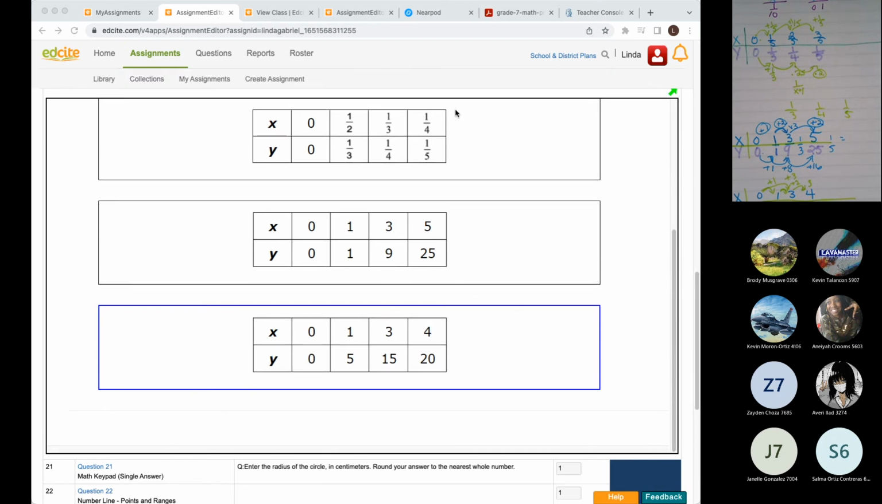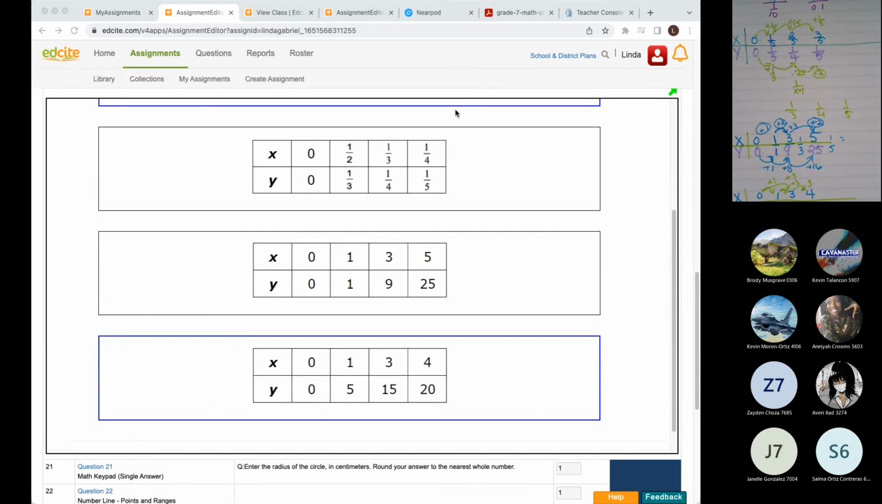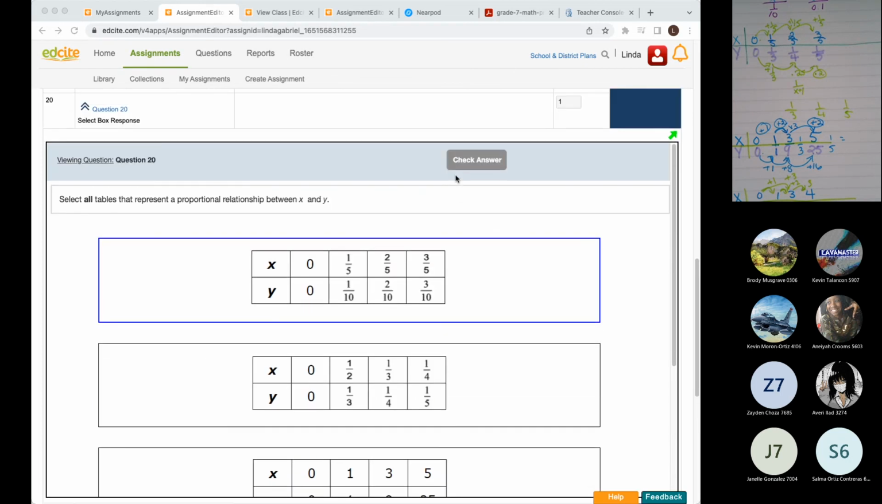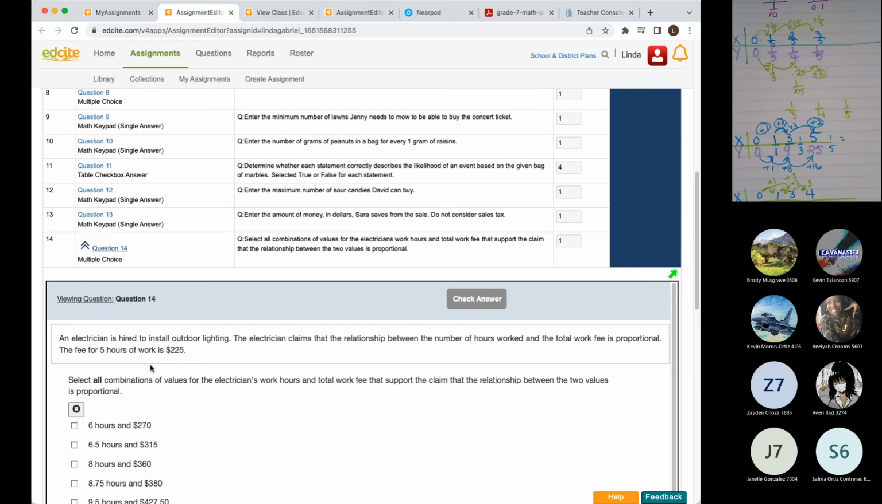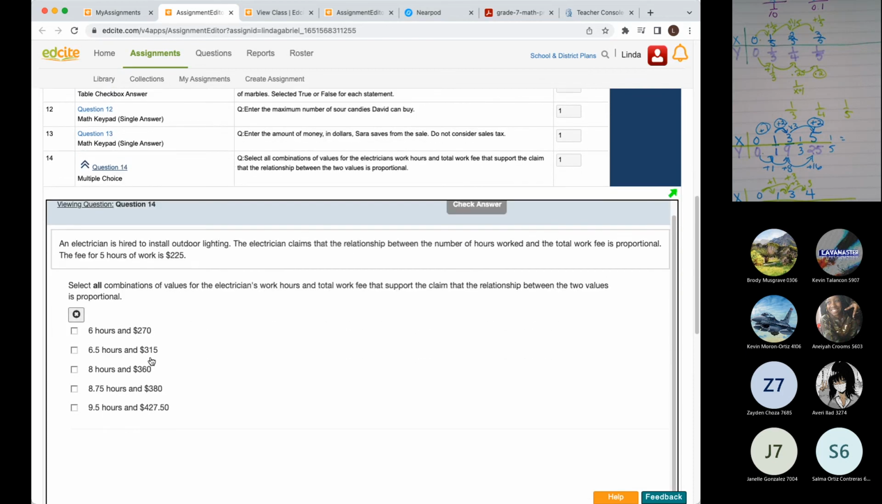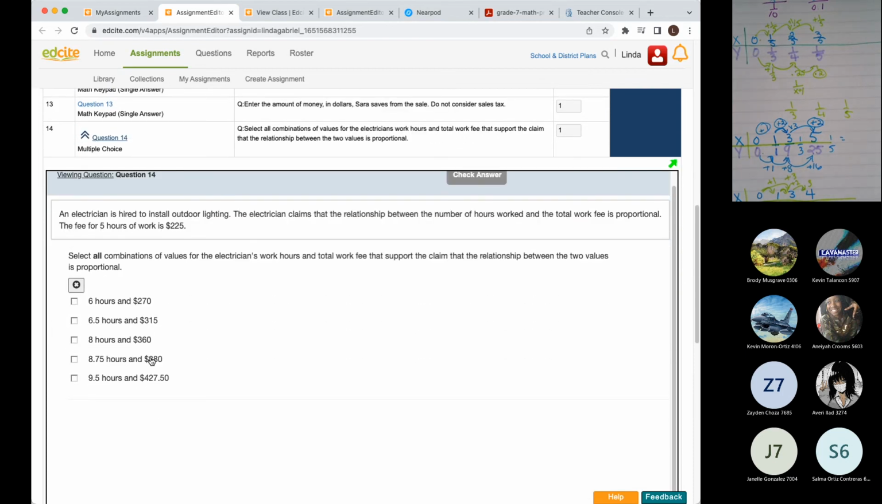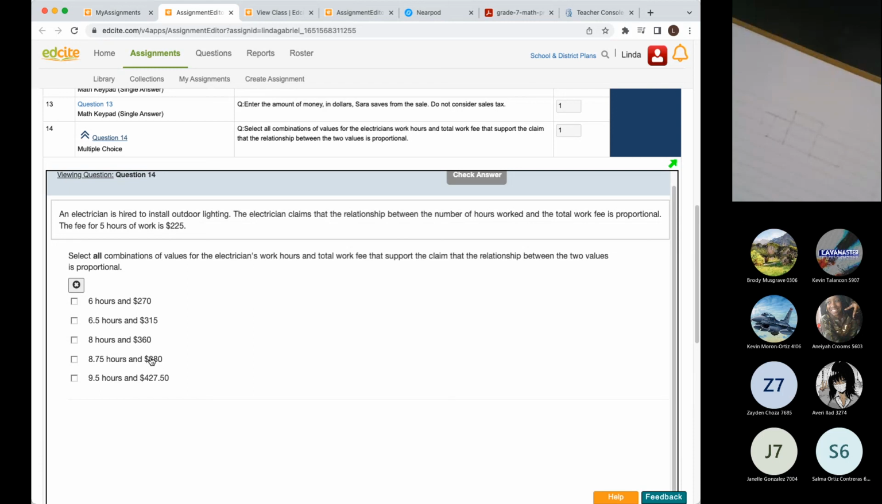Okay, really quick, what do we get for number 14? For 14? Let me see. Where's 14? Oh, that was a bunch of them. 6 hours and $270. Okay. 8 hours and $360. Okay. And then 9.5 hours and $427.50. That is correct, thank you.